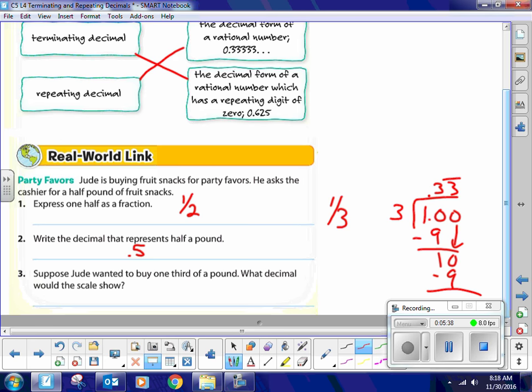Okay, so suppose Jude wanted to buy 1/3 of a pound. What decimal would the scale show? Here we go. Now, depending on the scale, if it's an electric scale, it'll probably only go out to like 4 digits or so. But if it's an actual scale with a little hand dial that moves and bobs, you wouldn't be able to tell that. You just have to look at it and say, that's about 1/3 of a pound, right around wherever you would think 1/3 of a pound would look like. But that's what it would look like on an electric scale, or as they call it, a digital scale.